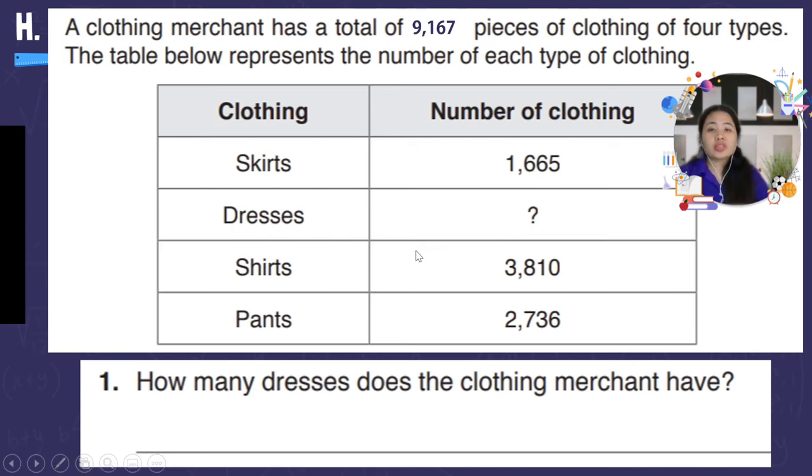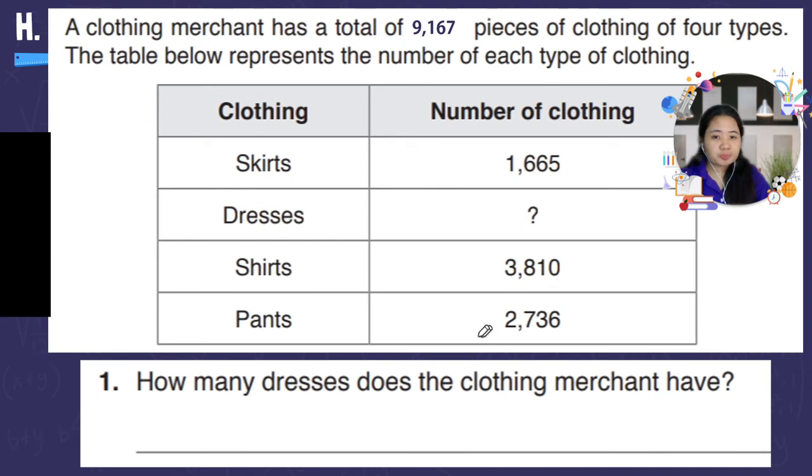Skirt has 1,665. Dresses, there is no number of pieces. Shirts 3,810 and pants 2,736. Let's go to the first question. How many dresses does the clothing merchant have? You have to add these, because 9,167 is the total of everything. Then you subtract the answer from 9,167.